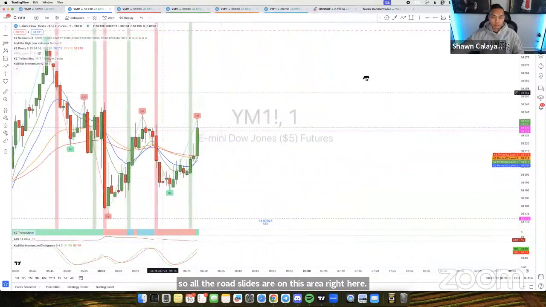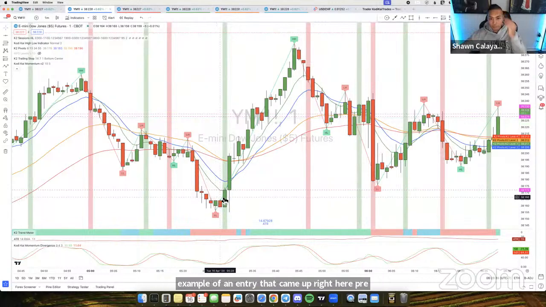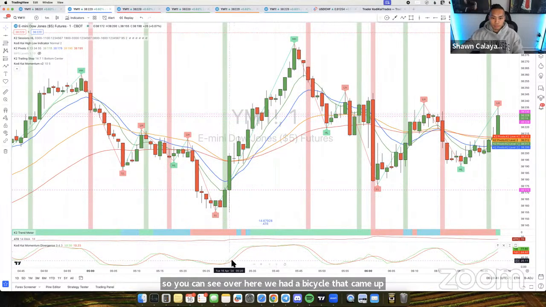And that looks like about it. So let me show you a quick example of an entry that came up right here pre-market. You can see over here, we had a buy signal that came up. We had a bullish trend that started to shift over here. And you can see down here that the divergence was bullish.